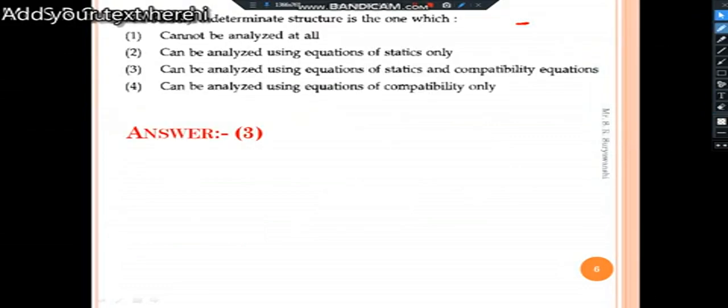Next is: a statically indeterminate structure is the one which, option A, cannot be analyzed at all. This is not correct, we can analyze the structure by various means. Option B, can be analyzed using equations of statics only, so this will be a determinate structure. This is not the correct answer; we have to find the indeterminate structure. Next, they have given can be analyzed using equations of statics and the compatibility equation. So answer C is the correct one. And can be analyzed using the equation of compatibility only is also not correct. So option 3 is the correct answer.